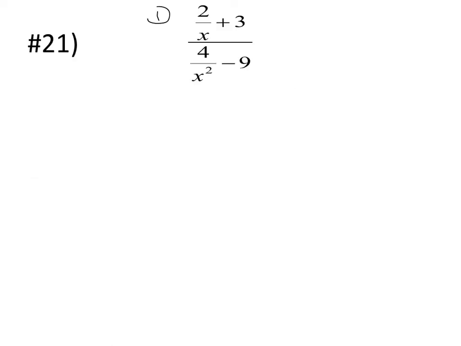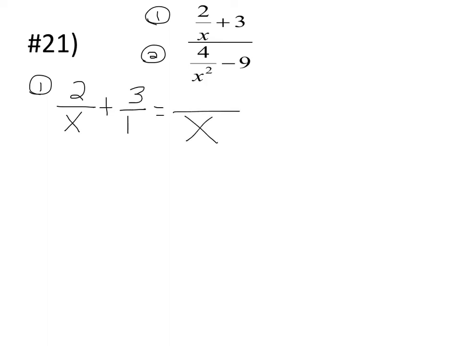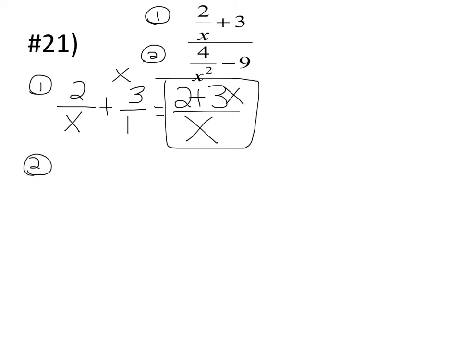Okay, so I've got 1 and 2. So for 1, I have 2 over x plus 3 over 1. The LCD is x. This isn't missing anything. This is missing an x. So it becomes 2 plus 3x. This is my numerator. And my denominator is 4 over x squared minus 9 over 1.